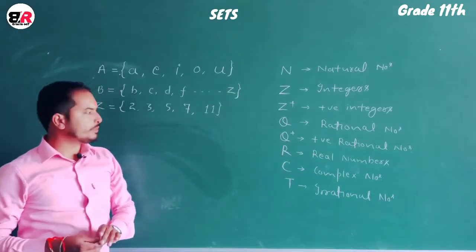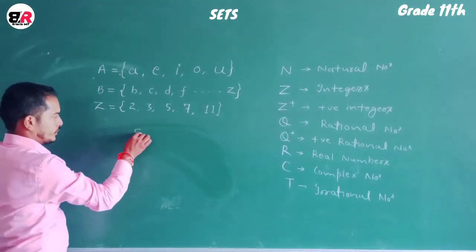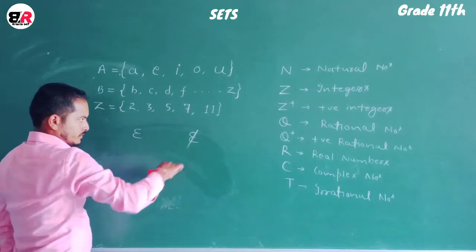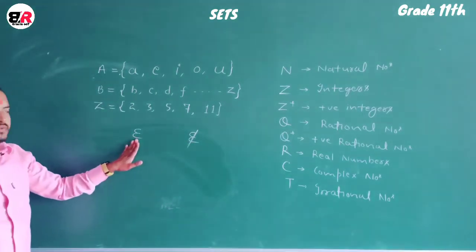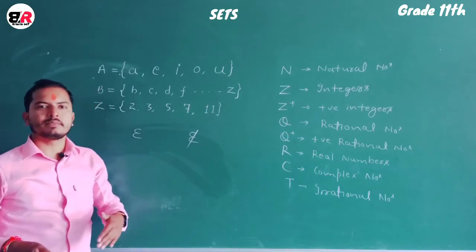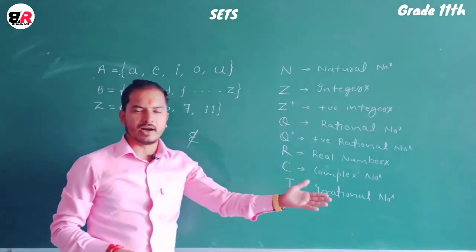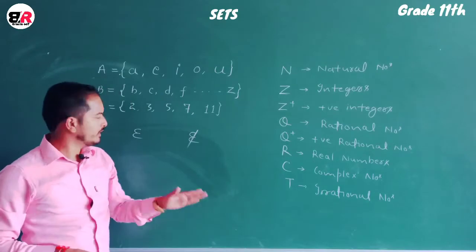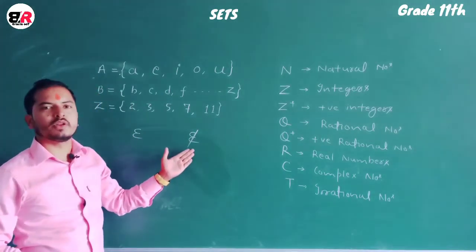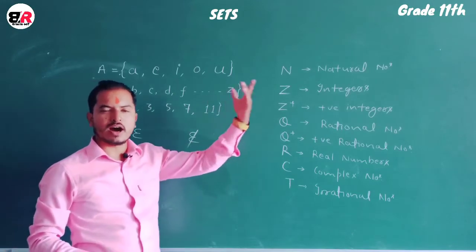Now here are two basic symbols. This is called belongs to and this is called does not belong to. For example, we belong to India, we belong to Uttarakhand, it means we belong to India. This symbol means does not belong to: we do not belong to America.